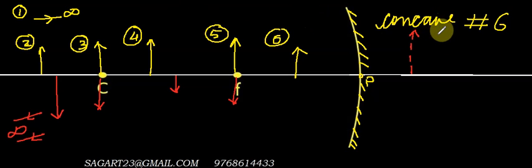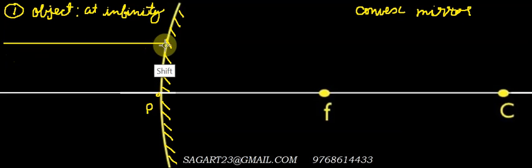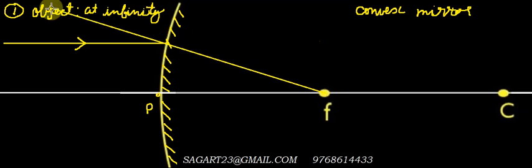Now we will see diagrams for convex mirror. So this is a convex mirror and the object is at infinity. Let's see how the image is formed. We take a ray of light that is starting from infinity, approaching the mirror. Now this ray of light will reflect such that it appears to have started from the focus over here. So this will reflect like this.